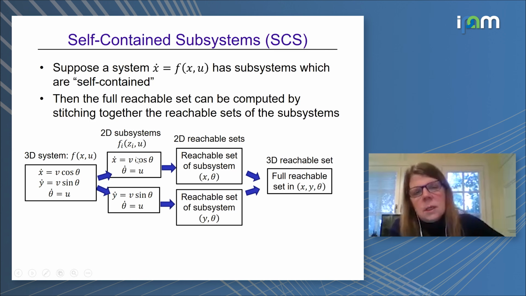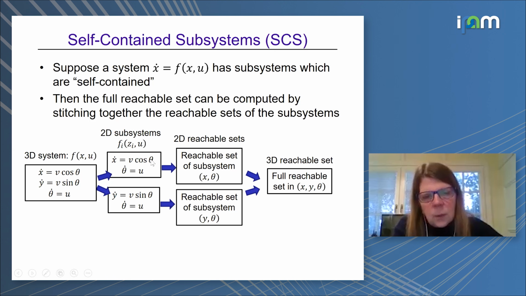And that's because in order for the subsystems to be self-contained, we need access to theta to compute this state variable x. So every variable that you need to compute the evolution of x and theta is given here, and similarly for the evolution of y and theta. All right, so that's the key thing, that you're allowed to repeat variables across subsystems. So now instead of having one 3D system, we have two-dimensional subsystems. We can compute the reachable set of each subsystem separately.